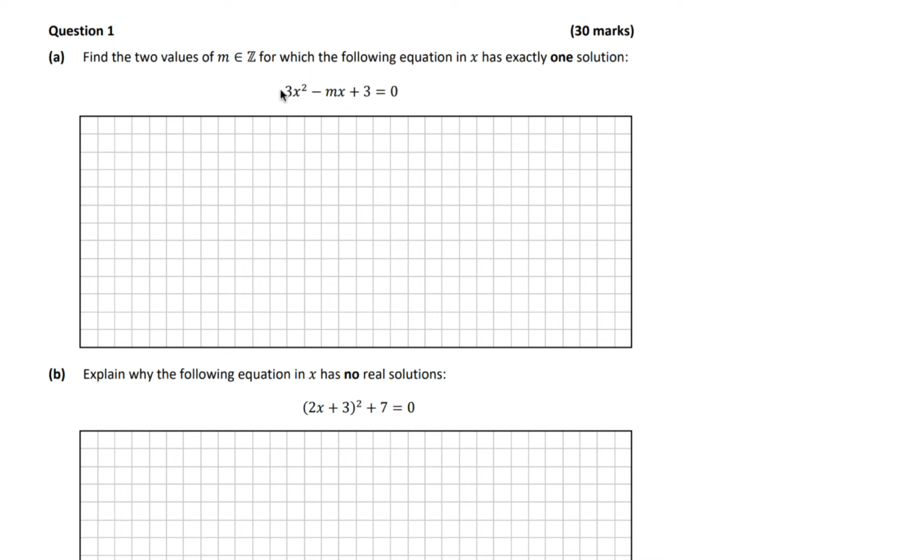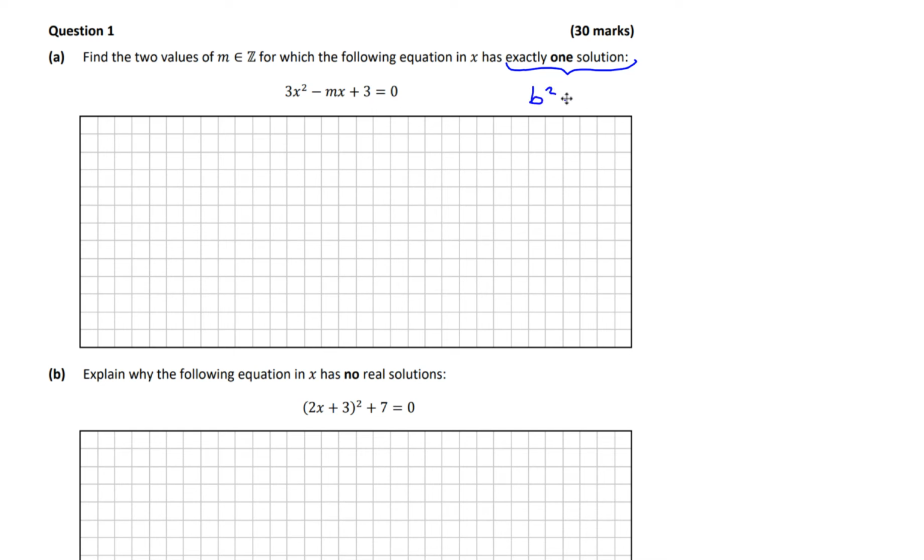Now, you should recognize this equation as a quadratic, okay? The highest power of x being 2, no sign of a cube term or anything. And the information we're given is that it has exactly one solution. Now, the thing that tells you about whether an equation has one solution, real solutions, or solutions that are not real, is the discriminant, if you remember.